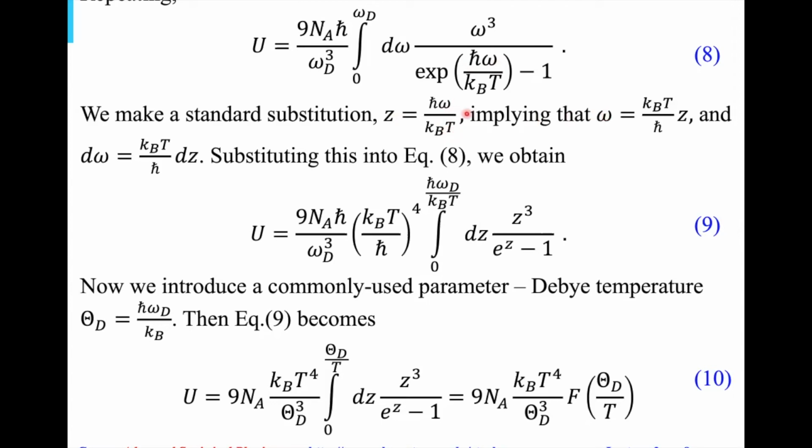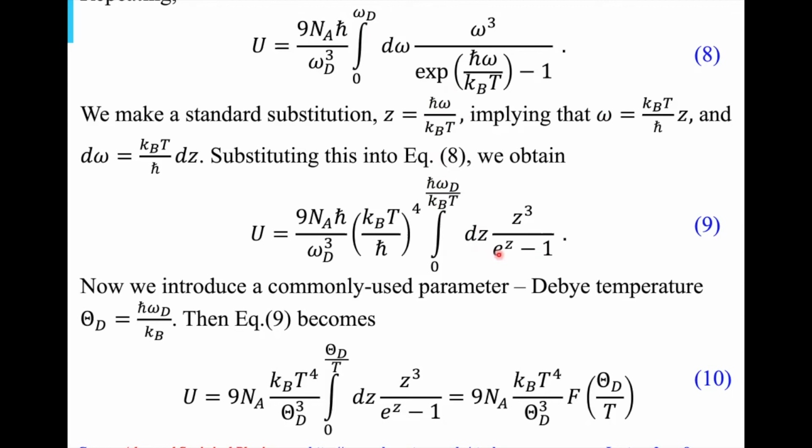And that implies that omega here is equal to kBT divided by h multiplied by z. d omega has the same coefficient. So this coefficient will come to the fourth power: third power from omega cubed, first power from d omega. So this coefficient, kBT over h, comes in the fourth power. The upper limit will be h omega_D divided by kBT. This is this value. And now the integral is of a dimensionless simple function.